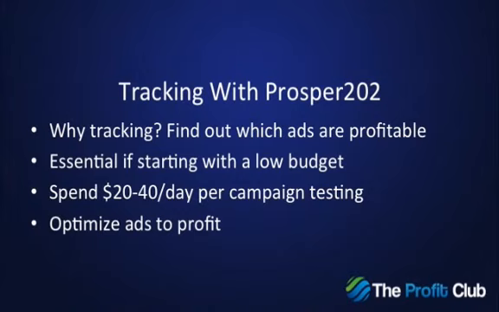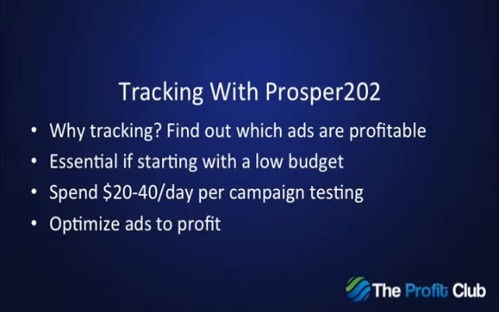So with this, you want to be spending between $20 to $40 per day per campaign testing before you really scale things up. And with Prosper 202, it's going to show you exactly which ads are profitable, and you can just run those ads by themselves and then scale the campaign up to $50 to $100 per day and more than that.